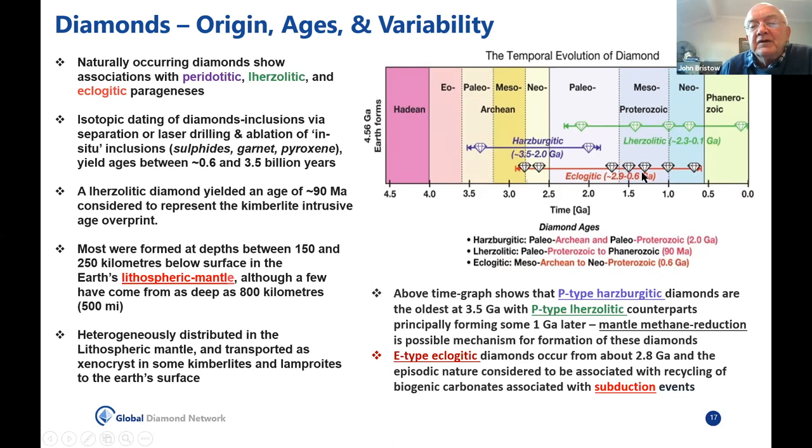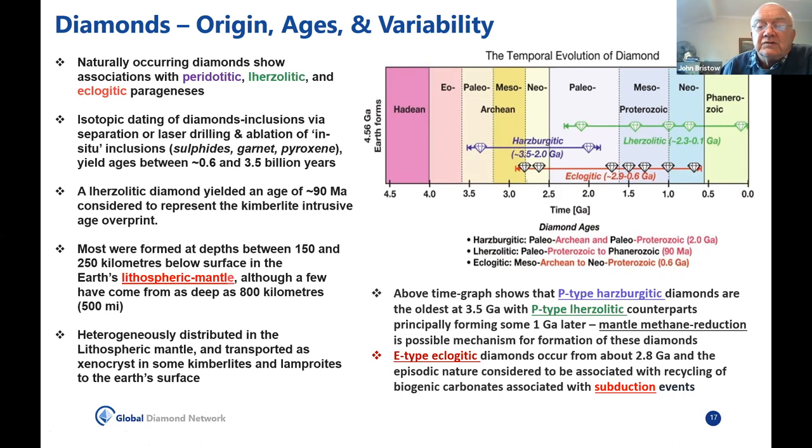And again, based on the work we've done, we've also done carbon isotopes on these diamonds. We're fairly confident that the peridotitic, the P type, the purple ones, harzburgitic, and then again the green ones, have formed in the deep ancient mantle, probably from degassing of substances like methane. And in that deep mantle reducing environment, you can convert that methane to diamond at pressure and temperature.